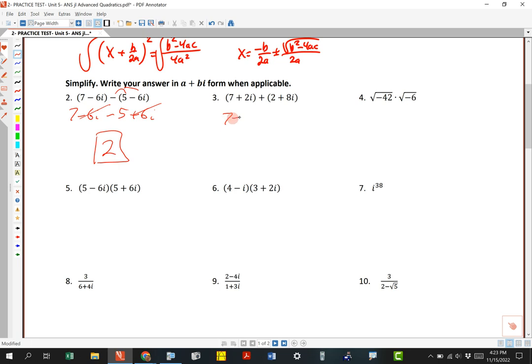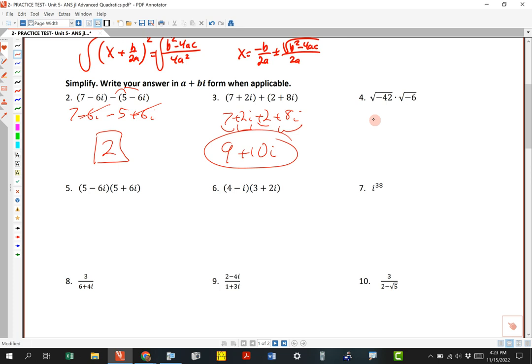The next one is an addition problem, so that's pretty easy. I'm just going to write 7 plus 2i plus 2 plus 8i. I've got these real numbers that I can put together, so I get a 9. And then I've got the 2i and the 8i, so this is going to be a plus 10i, and we're done there. This next one, what we want to do is simplify each one of these separately.